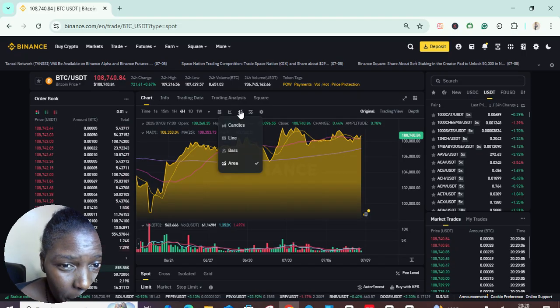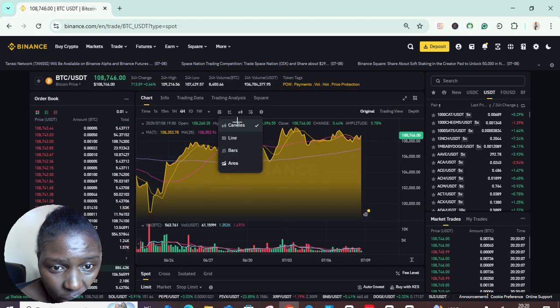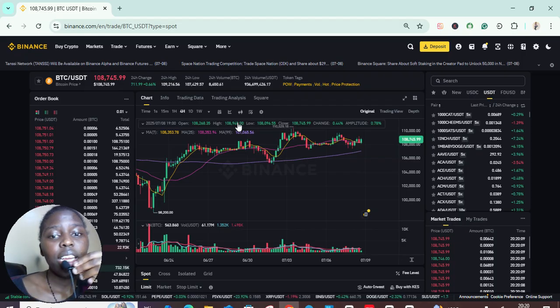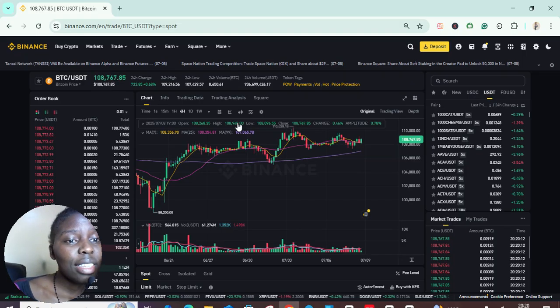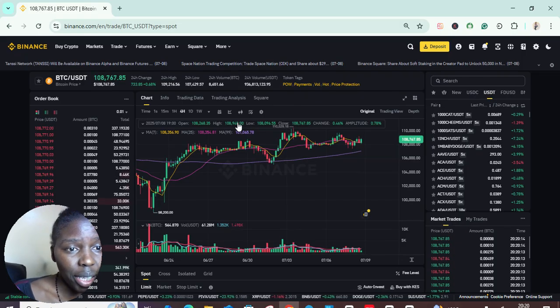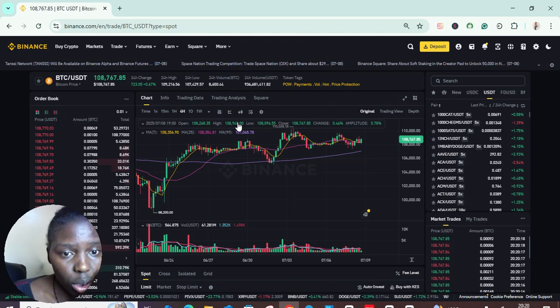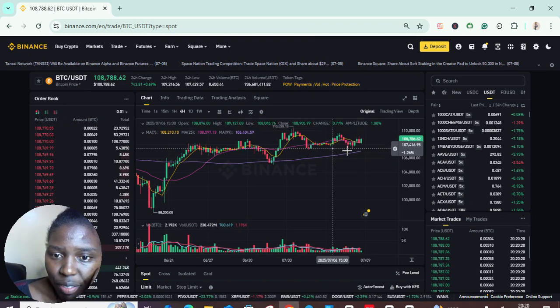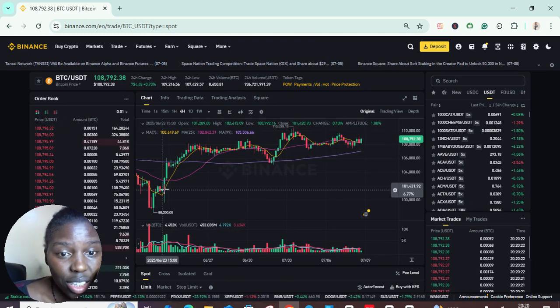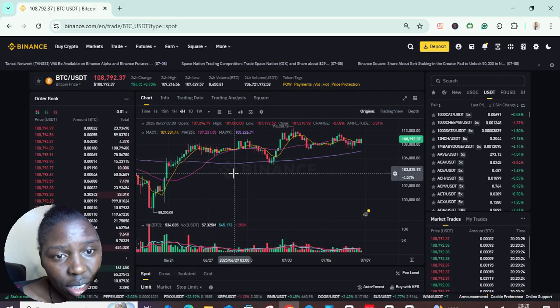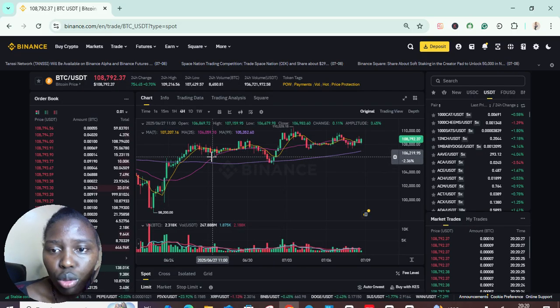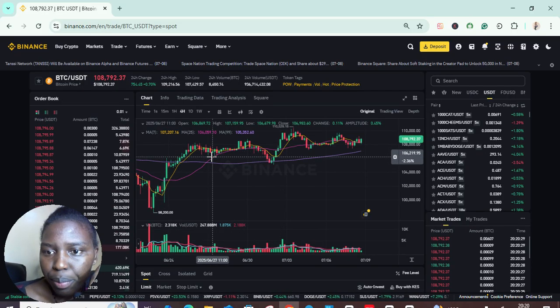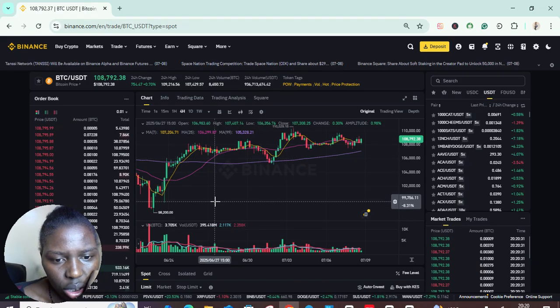But for me, I recommend using the candlesticks because it gives you a clear indication of the highest price that Bitcoin or whatever cryptocurrency you're trading has gone, and also the lowest. You can observe and see how the prices are changing very easily with candlesticks as compared to the line graph or bar graph or whichever other options that you have.